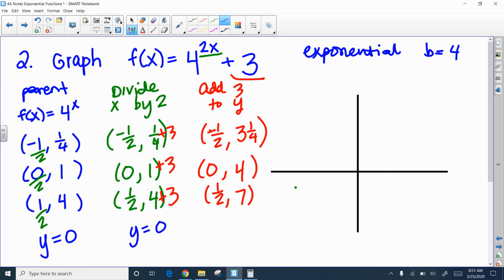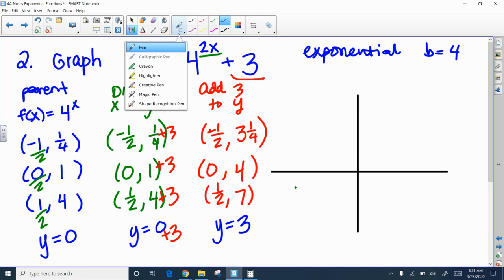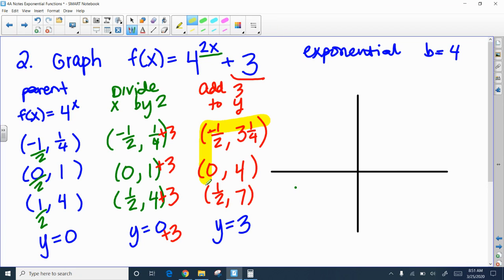But this one, when I added 3 to the y values, it does affect the asymptote. So my new asymptote is y equals 3. All right, so these are our coordinate points, and then this is our new asymptote. So let's draw that in.